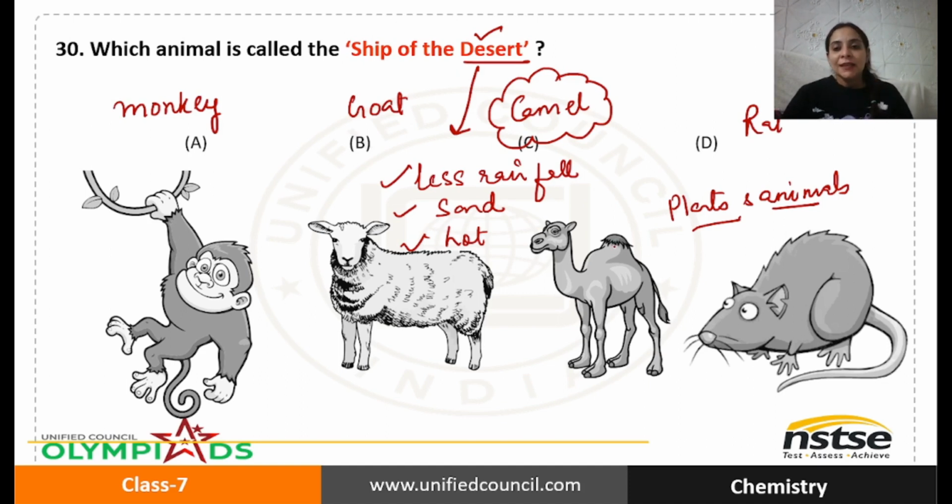For example, see, this portion of camel is called the hump. Hump is basically an elevated portion above the belly of the camel. This portion stores water and food, because desert animals have to survive for a few days without water and without food. So in the hump, camel stores food and water so that it can survive well without them for days. Also, its feet are adapted so that the camel can move smoothly over the sand. So which option is correct? Option C is the correct option.